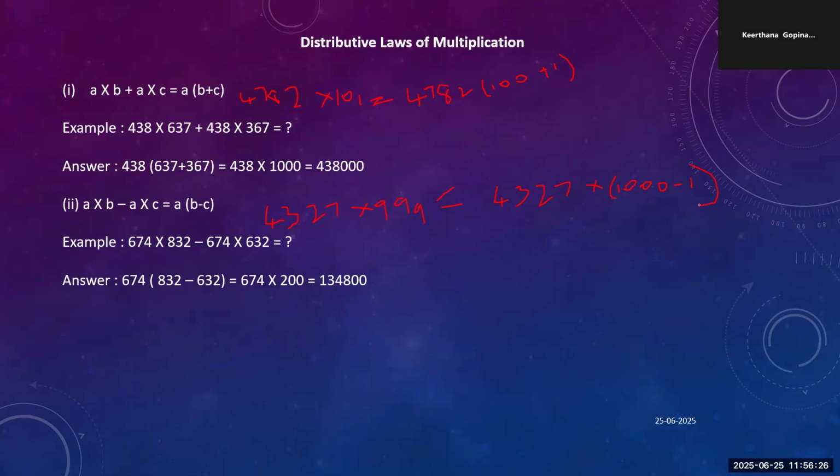This is the formula we use there. So 4327,000 minus 4327. That is all. That's how we used it. Are you getting it? Yes, sir. Got it. So this is how algebra is actually applied in daily life.